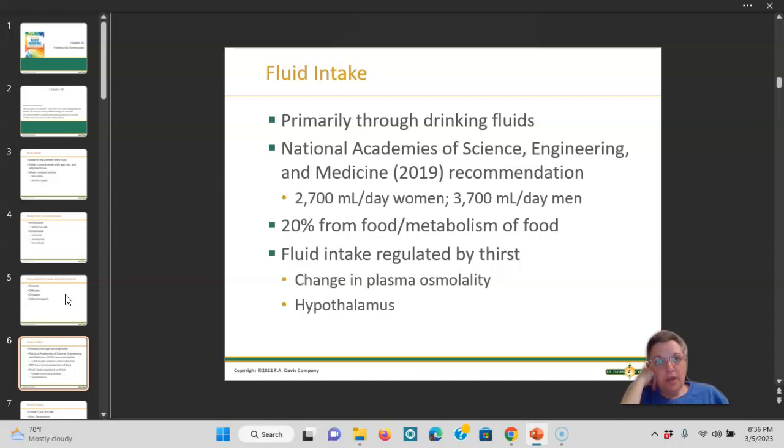You get 20% from your food or the metabolism of food. So consider if you're eating watermelon, you might get a little more water from it. And fluid intake is highly regulated by thirst. So there's a change in plasma osmolality, and the hypothalamus tells you that you're thirsty. The problem is that some people take that as hungry and start eating instead of drinking.